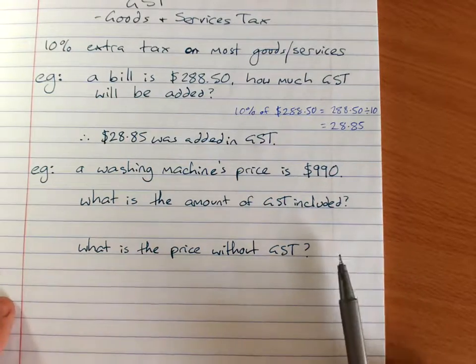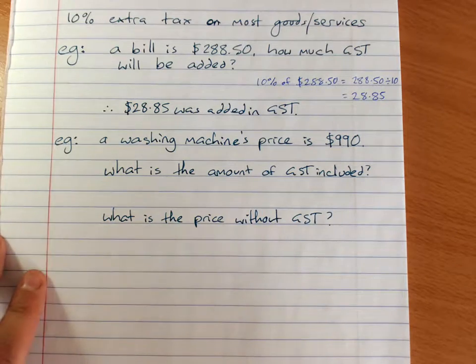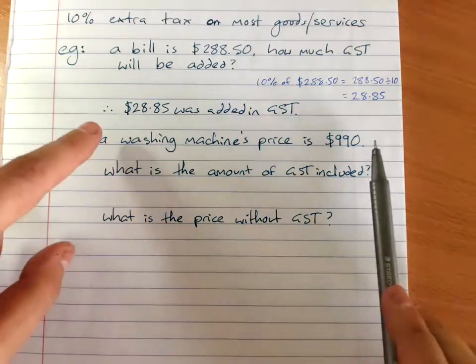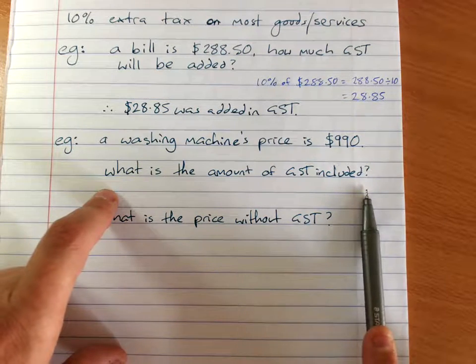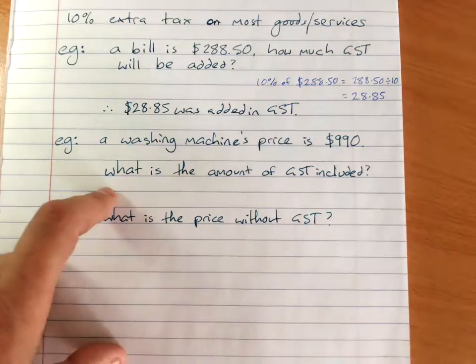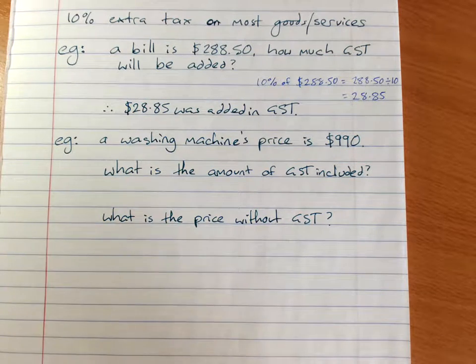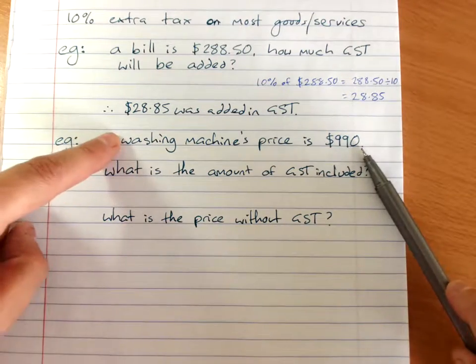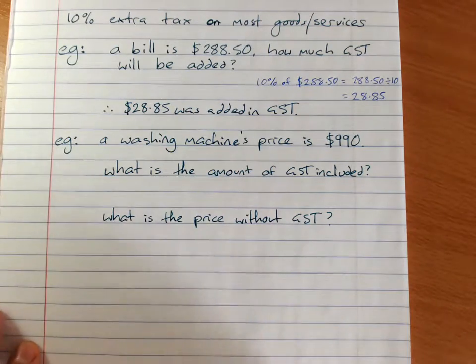The next type of question, a washing machine's price is $990. If they don't explicitly say this includes GST, either look at the question, what is the amount of GST included? The usual default, if they don't explicitly say including GST, is that the GST is already included in a price, because in Australia a price does generally get quoted including GST. So what is the amount of GST included?